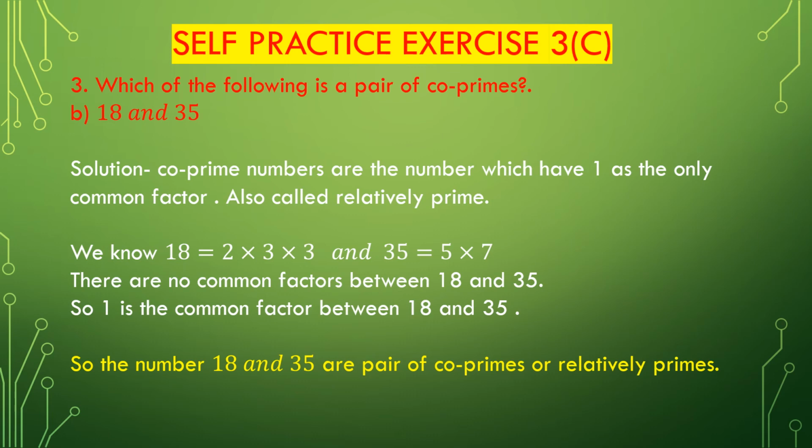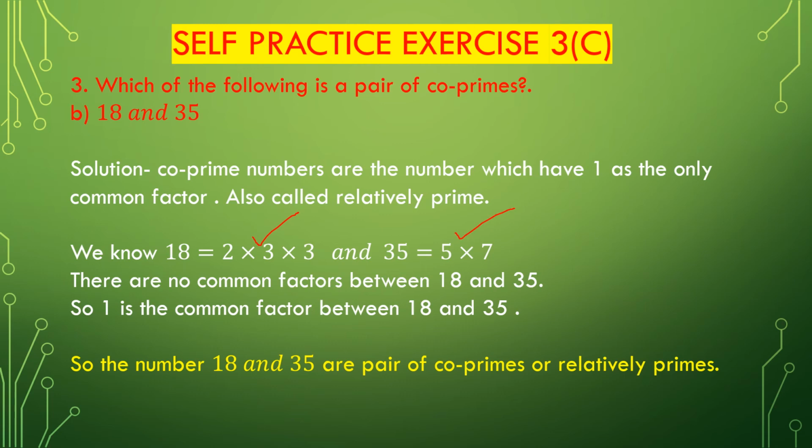Now solve question number 3, part B, 18 and 35. We have to check whether these two numbers are co-primes or relatively prime or not. We know co-prime numbers are the numbers which have only one as their common factor. So here the prime factorization of 18 is 2 multiplied by 3 multiplied by 3, and 35 is 5 multiplied by 7.